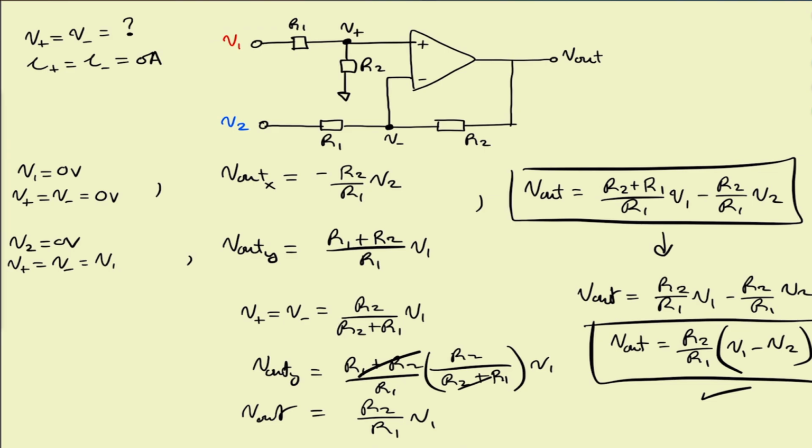So, as stated earlier, the difference amplifier is a combination of the non-inverting and inverting configuration into a single op-amp circuit whose output represents an amplified difference between two input signals. Here's our amplification factor, and here's the difference of the two input signals. As we said earlier, the voltage divider attenuates V1 by our network of resistors, and this relation works because the current I plus is equal to 0.